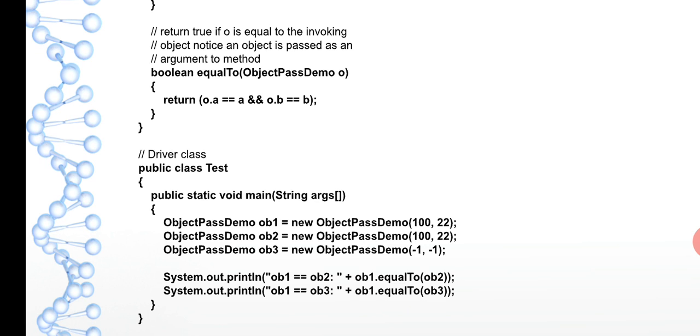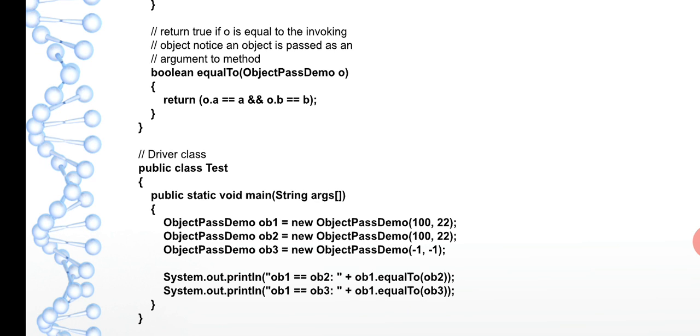So now the o reference here in the boolean equals method, that ObjectPassDemo o, will have the reference of object 3 in this particular step. Now definitely o.a is -1. Now o.b will be again -1. Why? Because you passed object 3 to the equals method, isn't it? Now it will check whether o.a, which is -1, is equal to 100. How did you get 100 there?